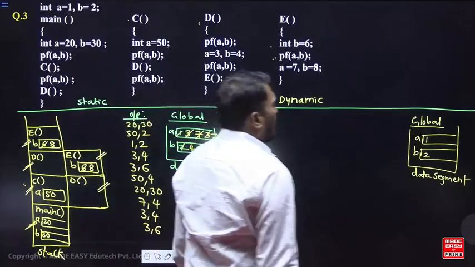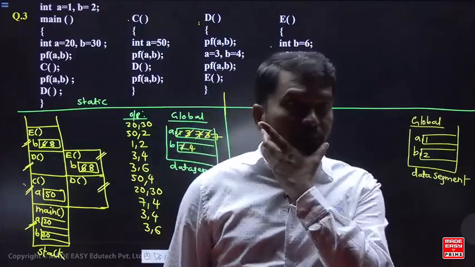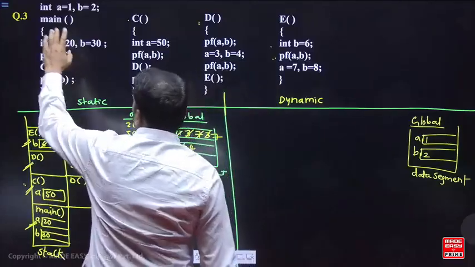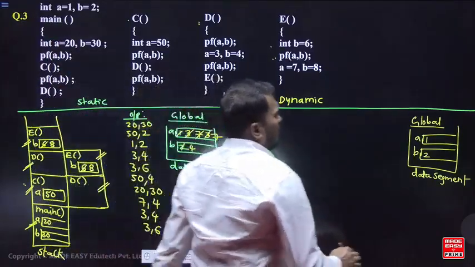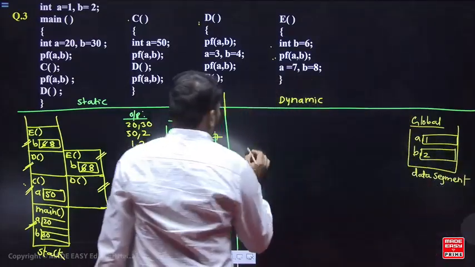Okay, so now I am solving with dynamic scoping. Just observe carefully. First, for the global variables, memory is allocated in the data segment. So I have written here variable A and variable B. Now I am starting the program.